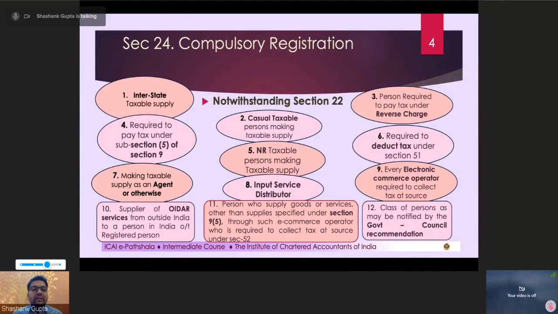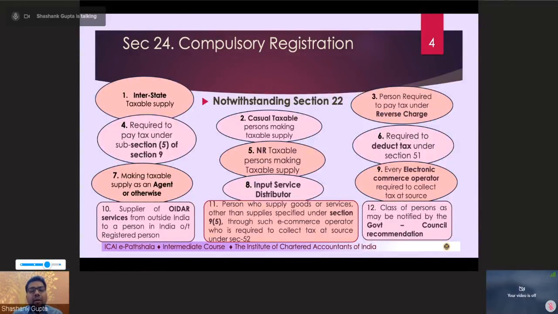First is interstate taxable supply. So if any person is making an interstate taxable supply, in that case he is mandatorily required to obtain registration, specifically in case of goods. Second, casual taxable person making taxable supply. So if any casual taxable person, now what is a casual taxable person?